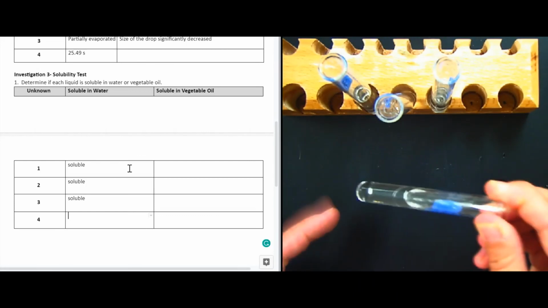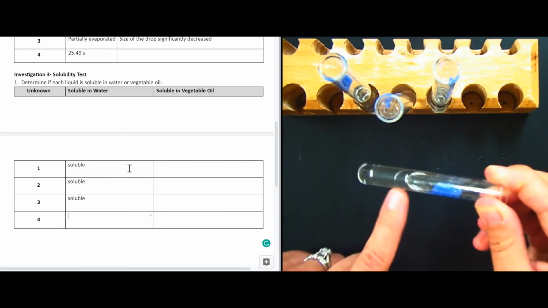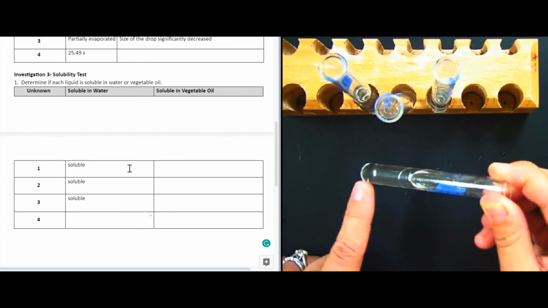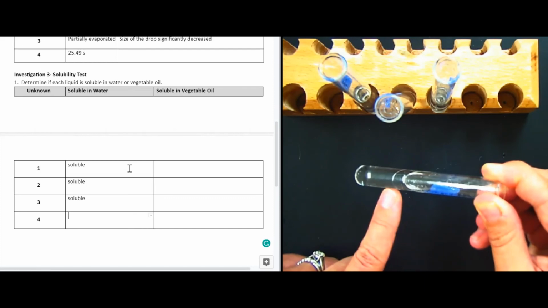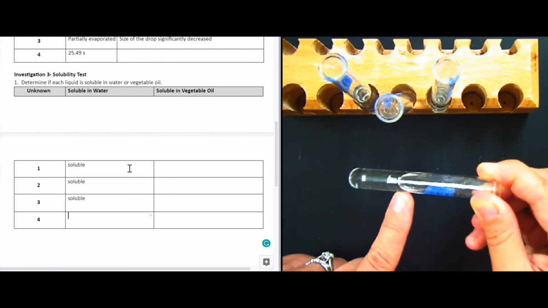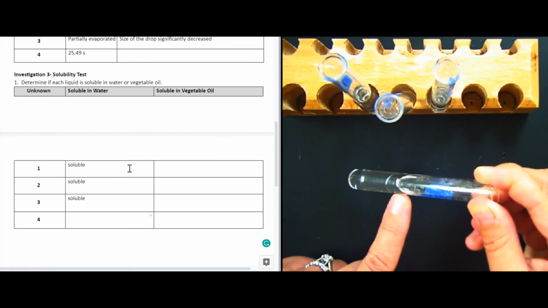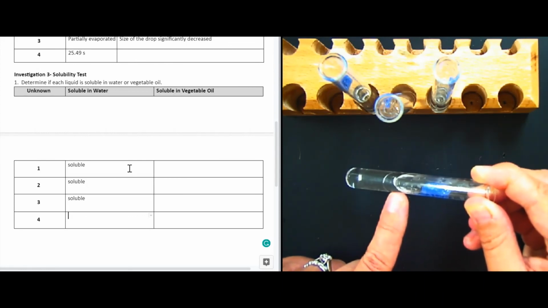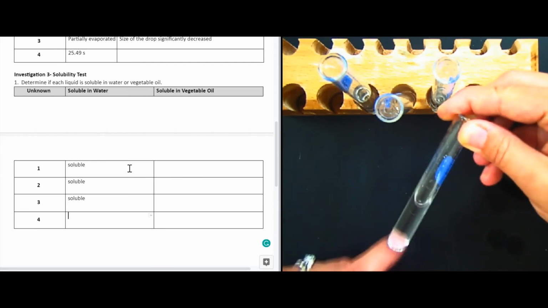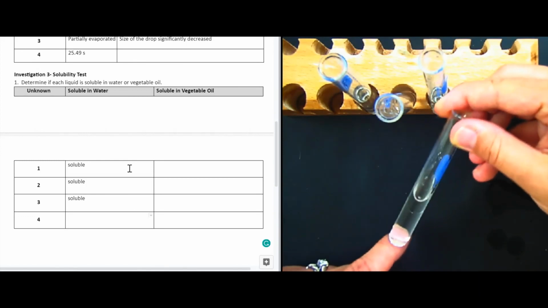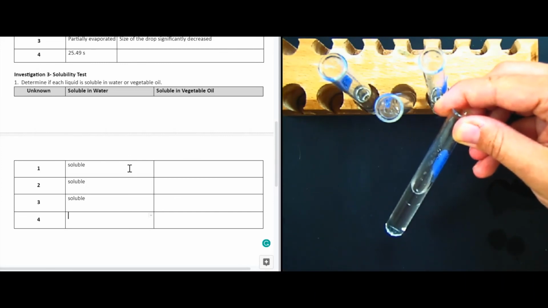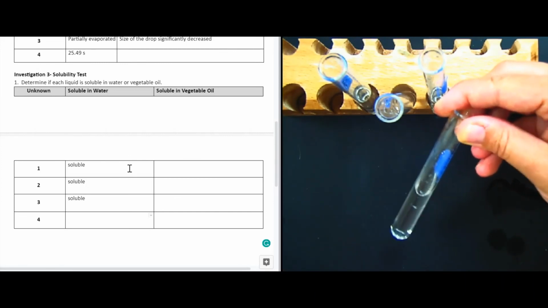Unknown number 4. Do you see that line right there? That means these two solutions are insoluble. So here is the water that I added in the test tube, and here, right here, is unknown number 4. You can see that clear separation right here, indicating that these two liquids are insoluble, or we say immiscible.